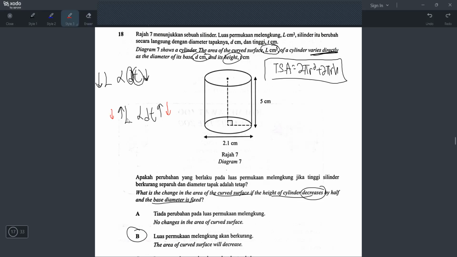Kalau varies directly, it means they will follow the same pattern. If one side increase, the other side increase; decrease, decrease. Kalau satu decrease, the other decrease also. But what if it's like this? For example, I give an example like this. Okay, this one is not varies directly.